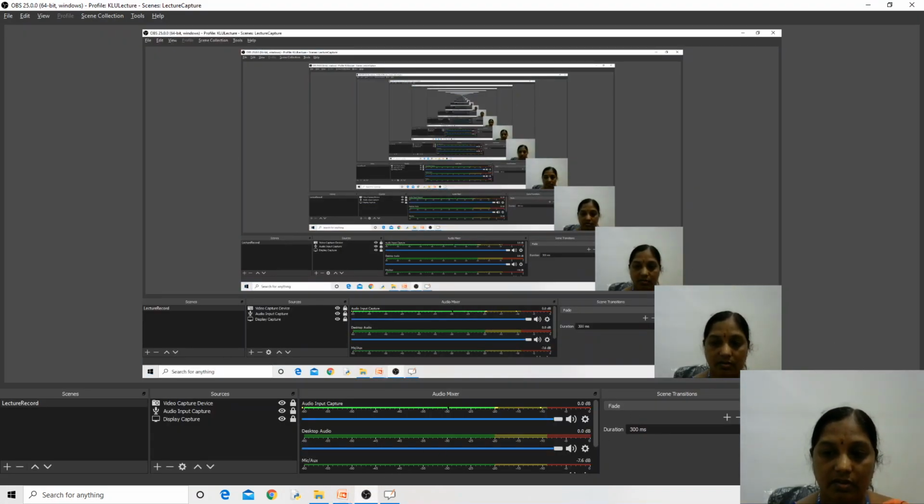Hope you all understand these topics from CO2 regarding the local search algorithms. Okay.